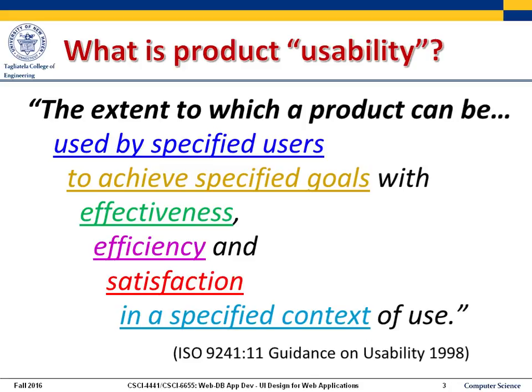And lastly, in a specified context of use. In our case, one of those contexts could be using it on a laptop, using it on a tablet, using it on a phone. Each of those could be very different based upon the context. So how usable is it? It could be extremely usable on the laptop or desktop, but completely unusable on a phone. So all of these things feed into usability.